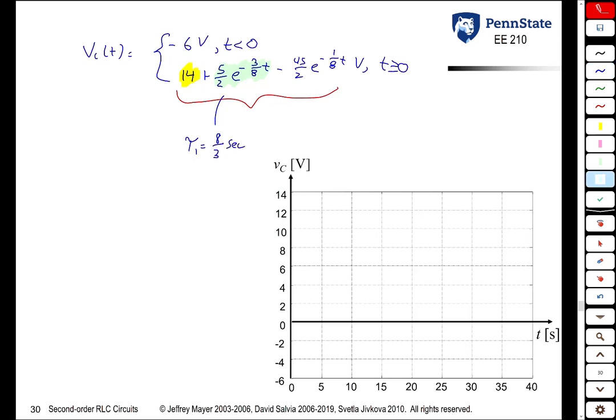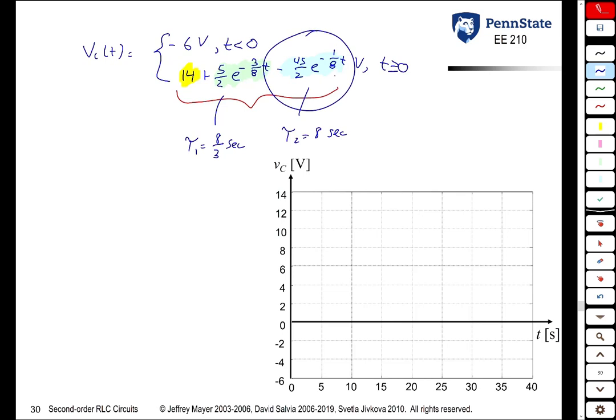And another decaying exponential with a time constant of 8 seconds. What we see here is the second decaying exponential is going to be the dominant one for two different reasons.